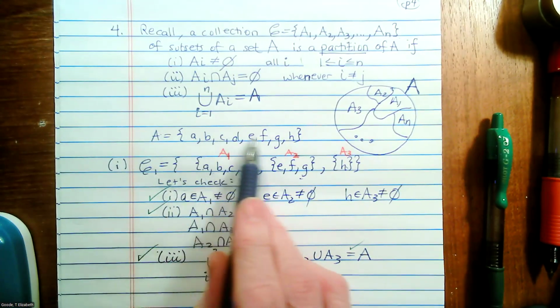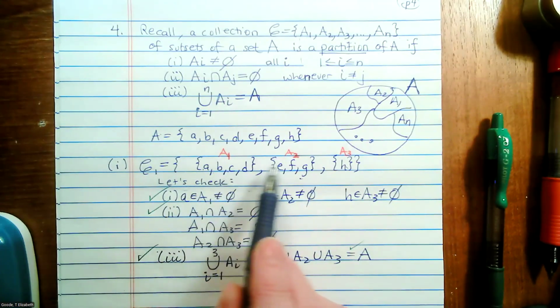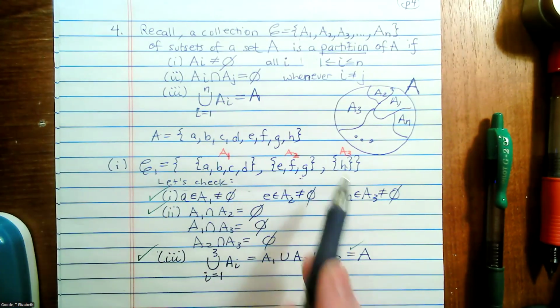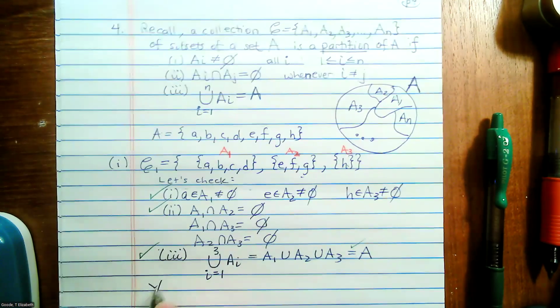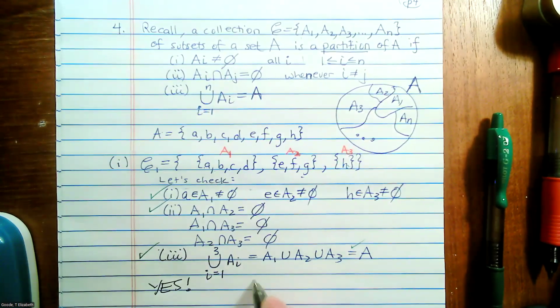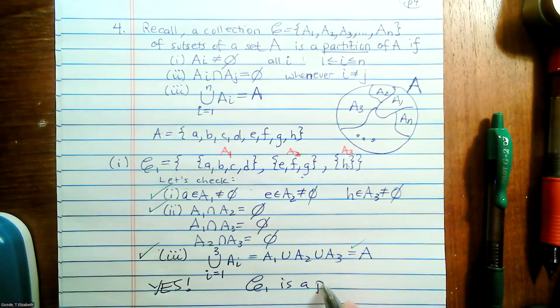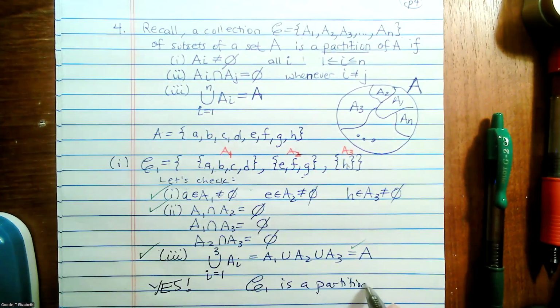Because every element in A appears in exactly one of these non-empty sets. See, that's the way you could say it, prose style. You could say a collection is a partition if every element in the partitioned set, namely A, appears exactly once in one of the non-empty subsets. So it's a partition. So yes, C1 is a partition of A.